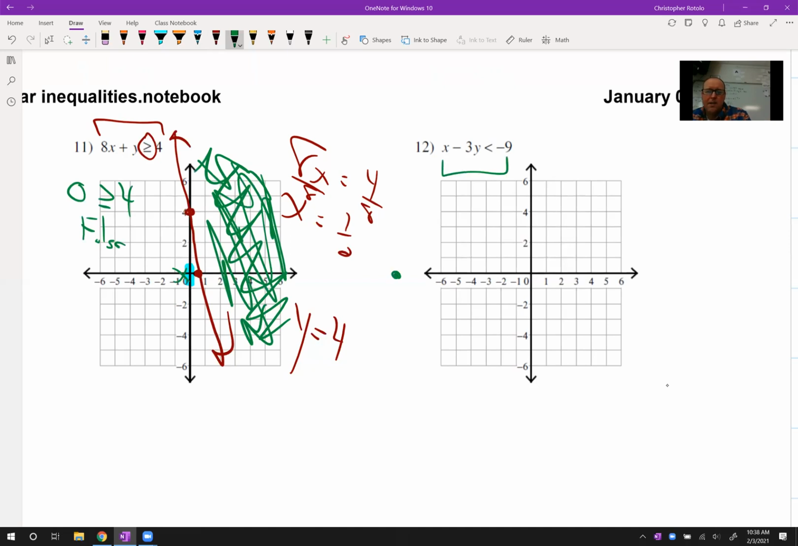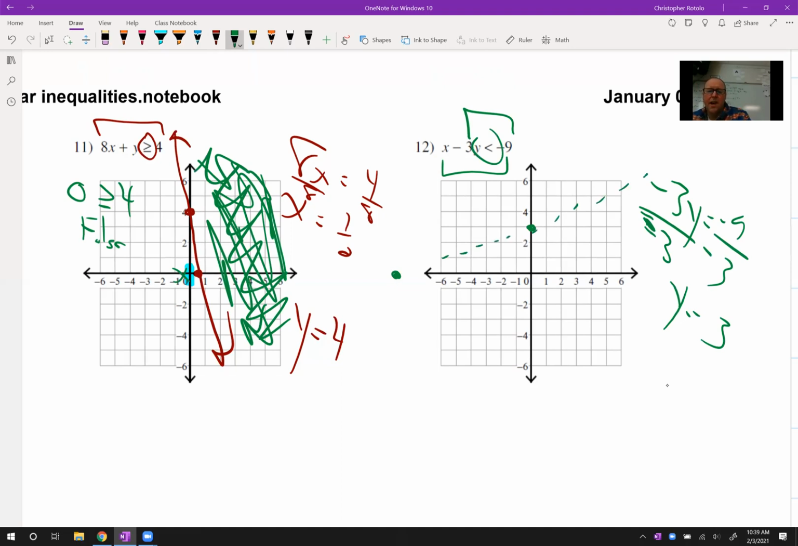Let's put that right about here. -3y equals -9. Divide that by -3. Y turns out to be +3. And no solid line, so dash it up. Again, highlight. Here's where I'm going to test. Is 0 less than -9? Getting a lot of falses, right? So that's okay. So that's no good. So we go to the other side of the line.